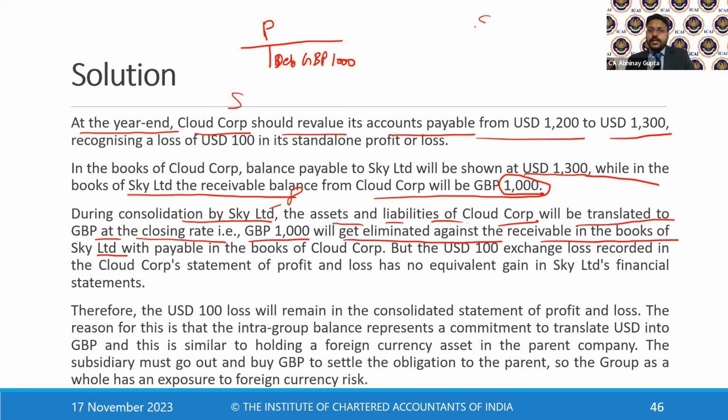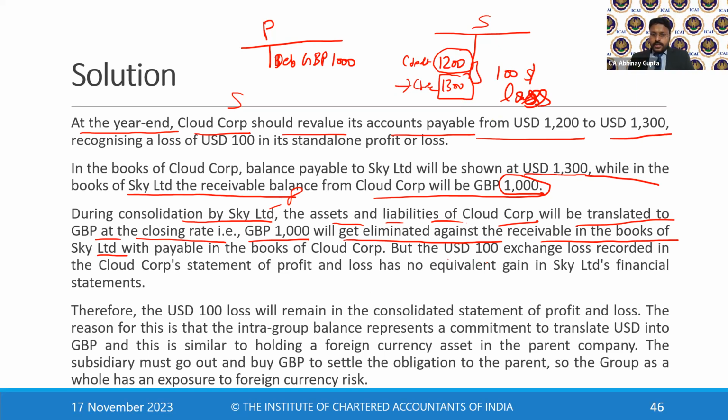Now in the subsidiary's balance sheet, initially the creditor balance was how much? USD 1200, right? Now it will be reinstated to how much? USD 1300. So earlier the liability was 1200 on the date of the transaction. At the date of the preparation of the balance sheet, the liability becomes 1300. So $100 is the loss on account of exchange fluctuation. Yes or no? Yes.